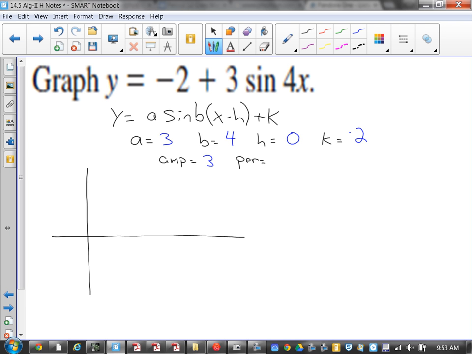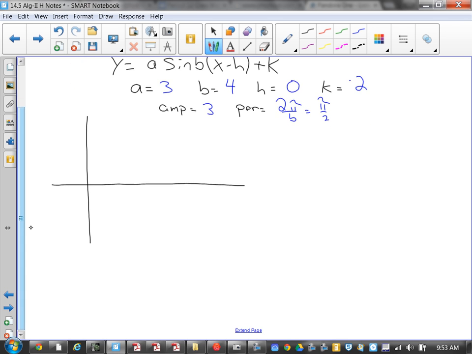And then the period is something over B. 2 pi over B. So this is assigned to be 2 pi over B. So it's half pi. So it's pi. So our period here winds up being pi over 2. We all right with that? From there, we would go ahead and mark up, we'd start at 0, and we'd end at pi over 2.